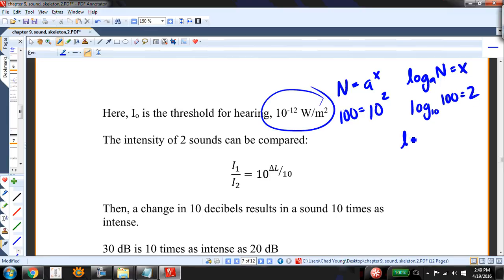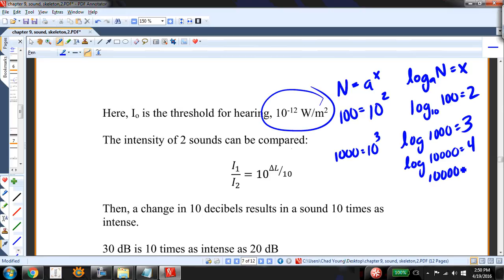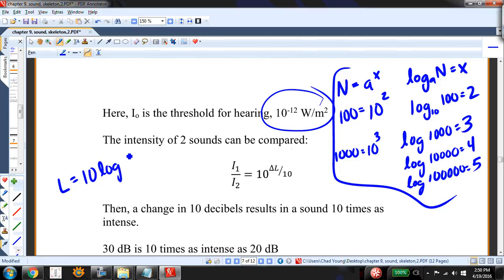So, for example, what is the log of 1,000? Well, 1,000 is equal to 10 to the third, so the log of 1,000 is equal to 3. The log of 10,000 is equal to 4, the log of 100,000 is equal to 5, and on and on. Okay, so with that being said, we can compare the intensity of two sounds. Remember, we started with this expression, L is equal to 10 log of I over I naught.